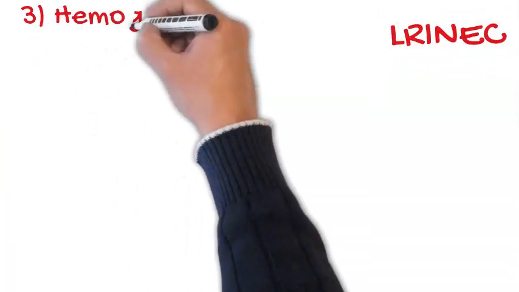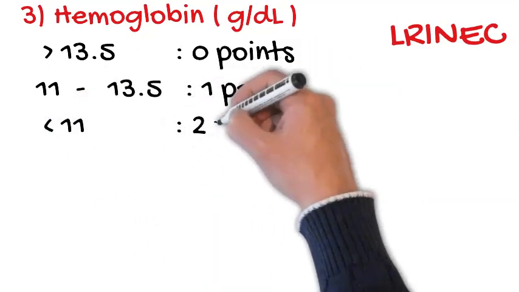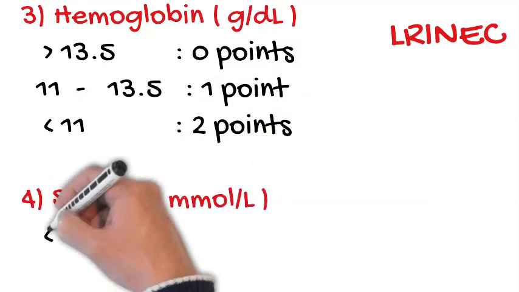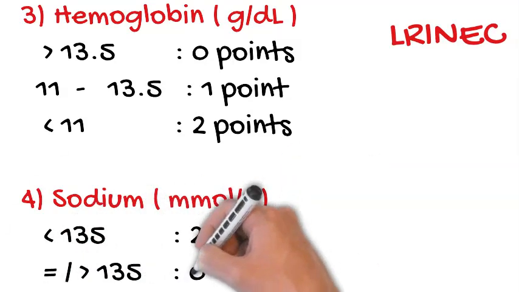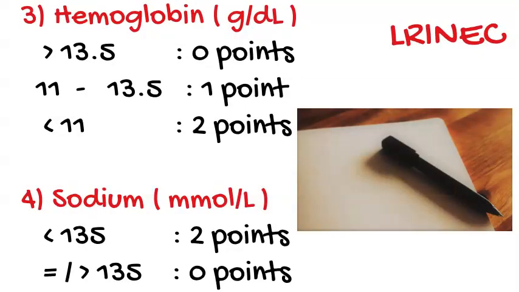3. Hemoglobin in gram per deciliter. If the hemoglobin is more than 13.5, 0 points are given. If the hemoglobin is between 11 to 13.5, 1 point is given. If hemoglobin is less than 11, 2 points are given. 4. Sodium in millimole per liter. If less than 135 millimole per liter, we give 2 points. If more than or equal to 135 millimole per liter, 0 points are given.